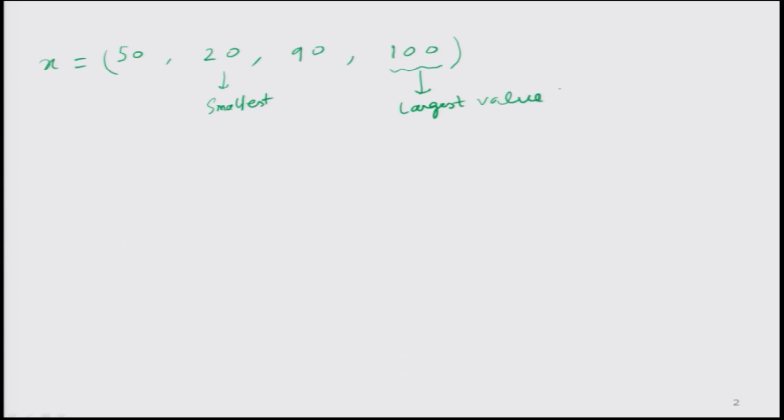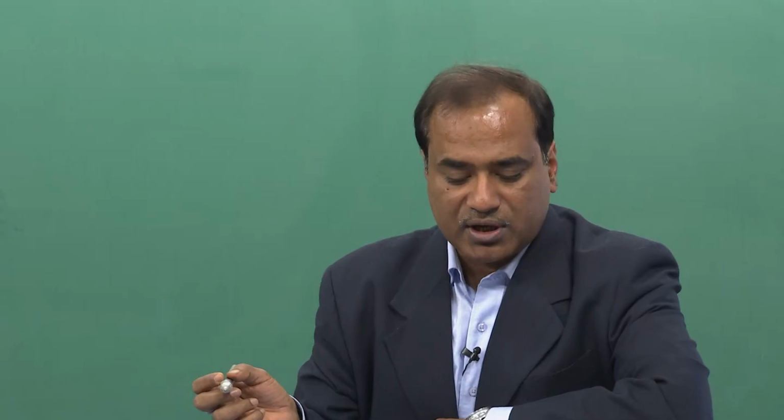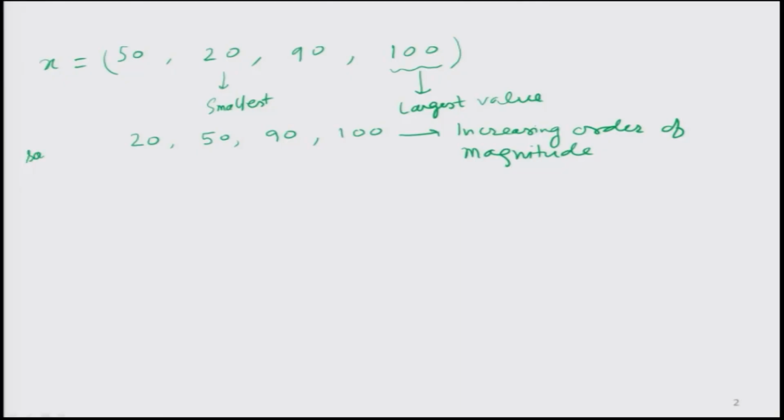Now, there are two more values contained between 20 and 100, and if you rearrange these four values in increasing order of magnitude, this can be written as 20, then 50, then 90 and then 100. So, this is increasing order of magnitude. I would say that we have sorted the data in x, and the sorting of data in x results in this vector 20, 50, 90 and 100.